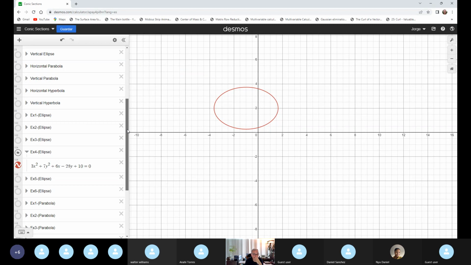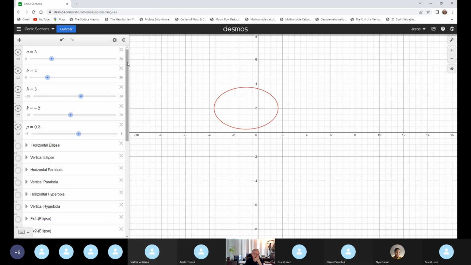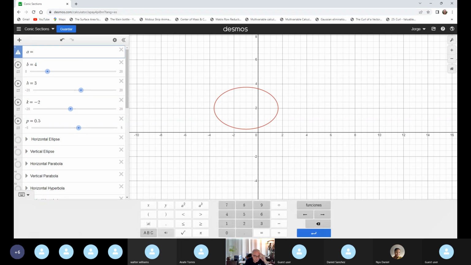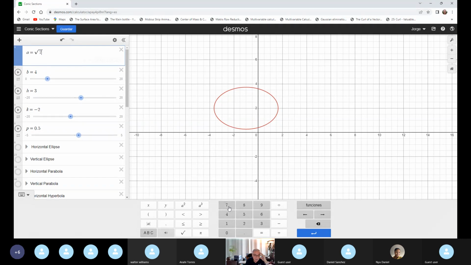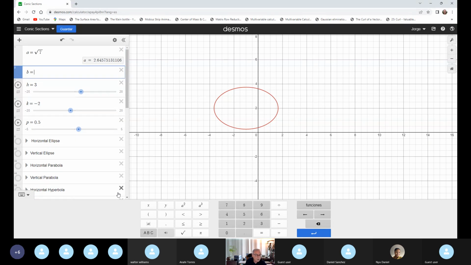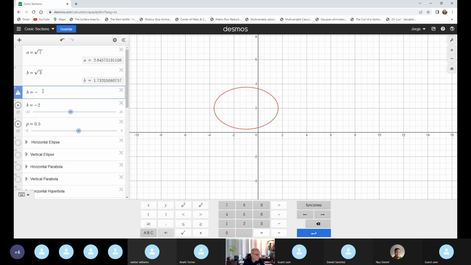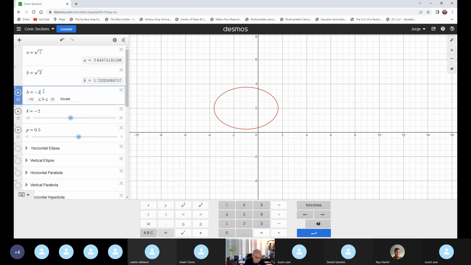However, I investigate more. I investigate that A is radical 7. Don't worry, if you handle it here, you never get radical 7. However, if you type the number and you go to the keyboard of Desmos, that is special, you have radical 7. And B is radical 3, no? Yeah, radical 3. H is -1. You correct me if I make a mistake, guys. H is -1. And K is +2.